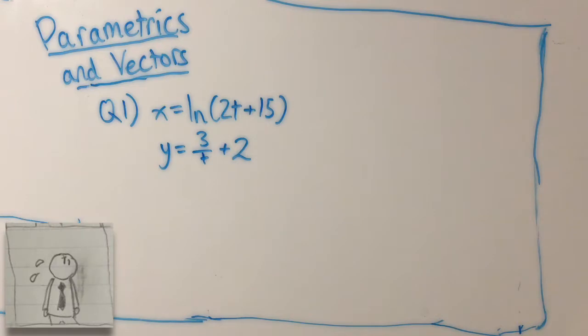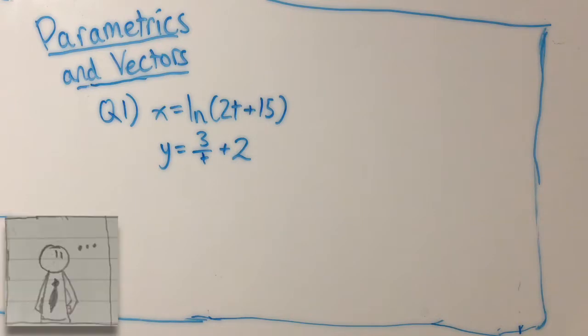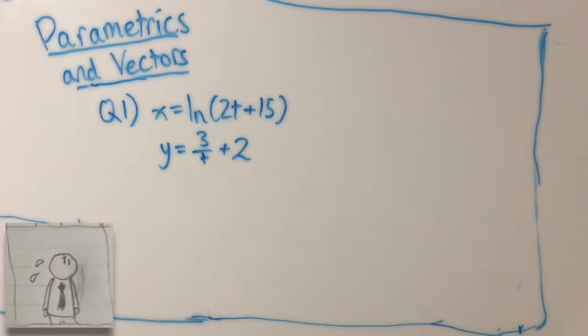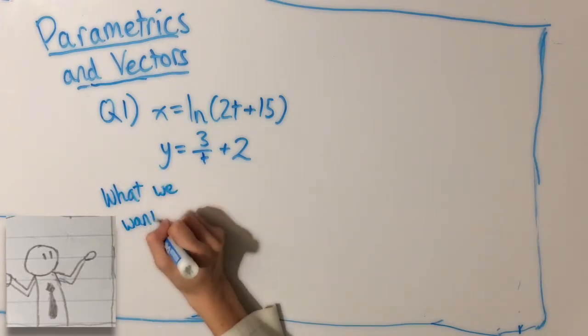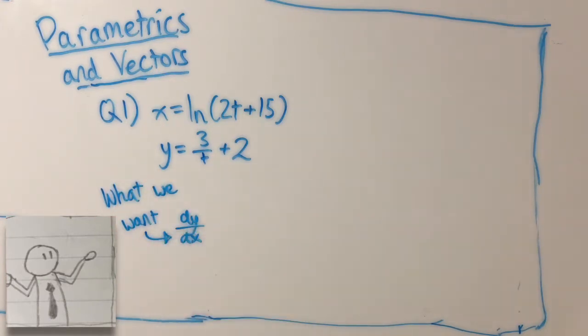Oh no, I hear you cry. There are two functions? Which one do we derive? Believe it or not, we'll have to do both. Leibniz's notation will come in handy when doing this. Remember, what we want is dy dx, the instantaneous change in y over the instantaneous change in x.